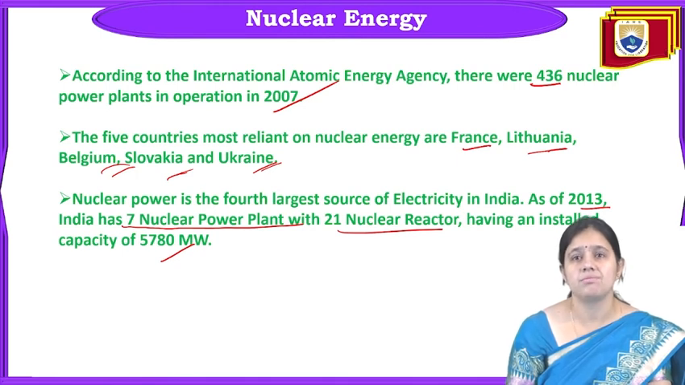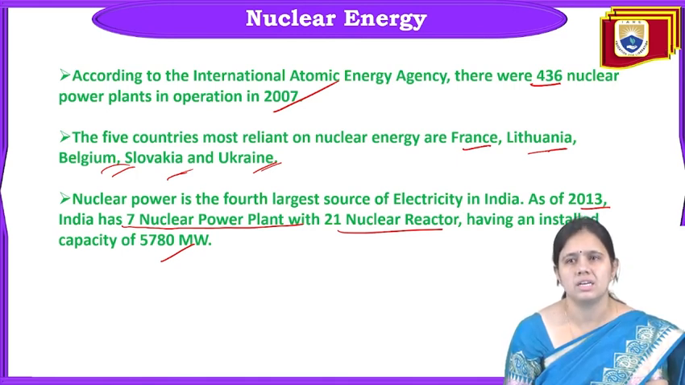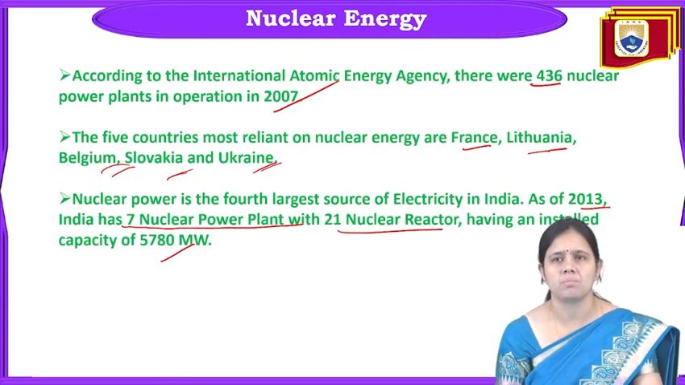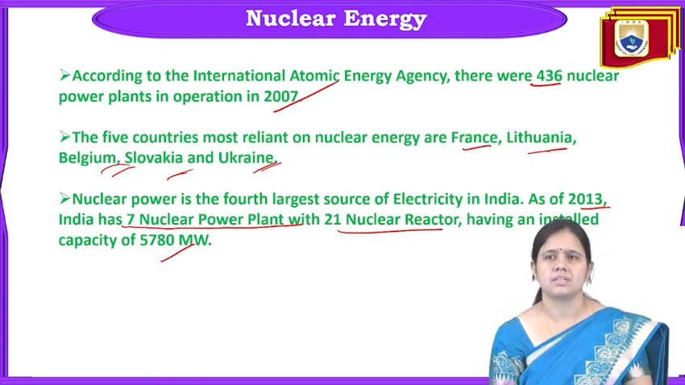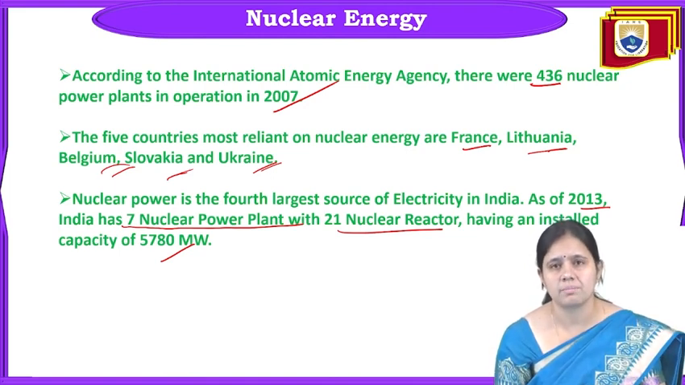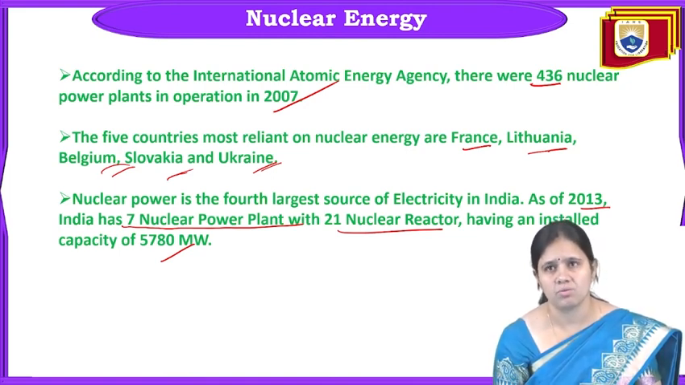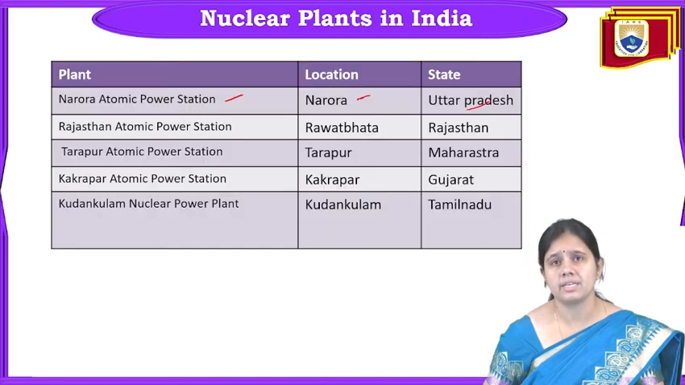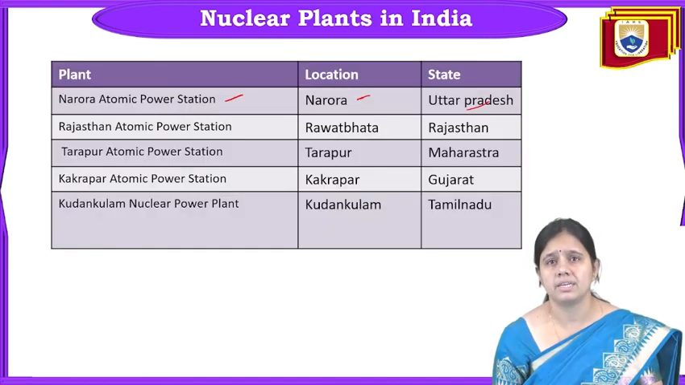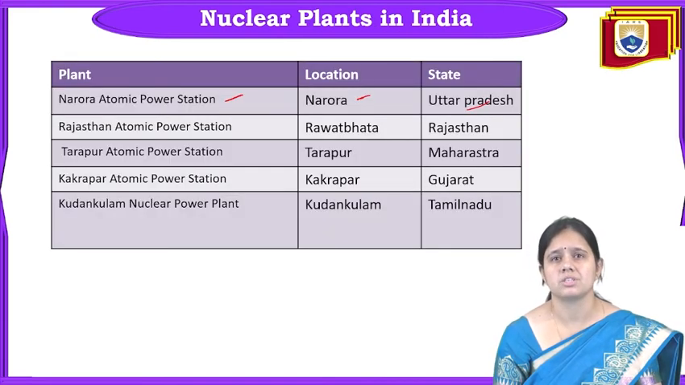And nuclear is the fourth largest source of electricity in India. Until 2013, India had 7 nuclear power plants and 21 nuclear reactors with a total installed capacity of 5780 megawatts. Some common examples of nuclear power plants in India are Narora Atomic Power Station, Rajasthan Atomic Power Station, Tarapur Atomic Power Station, Kakrapar Atomic Power Station, and Kudankulam Nuclear Power Station. These are the common examples of nuclear power plants in India.